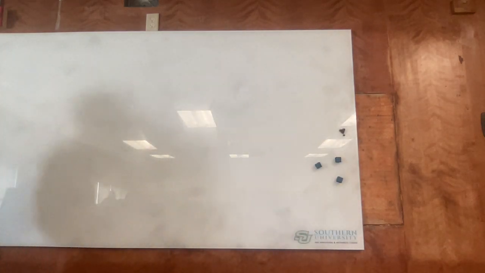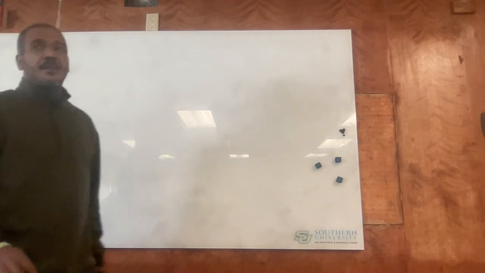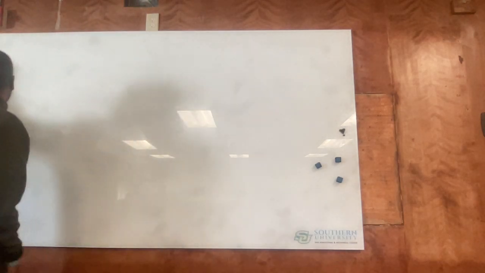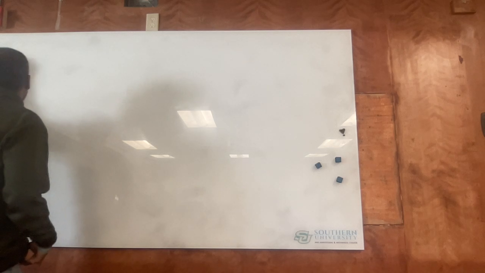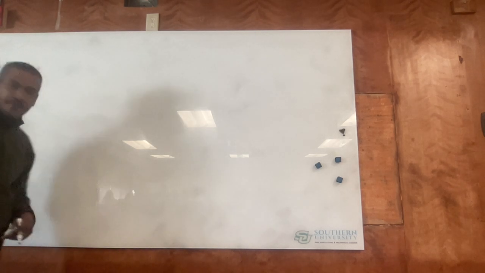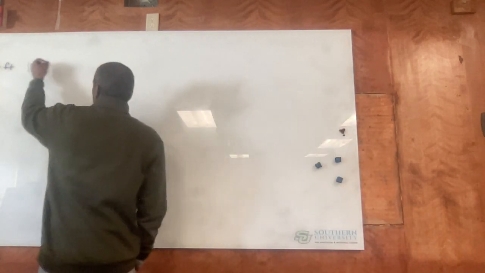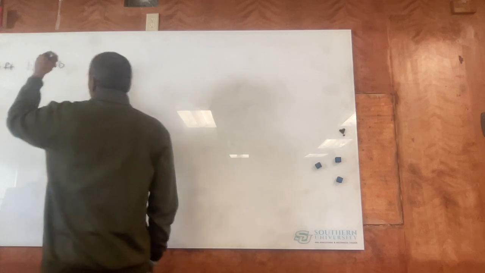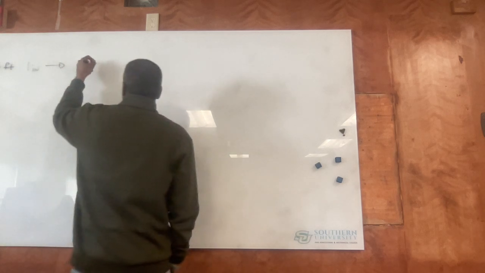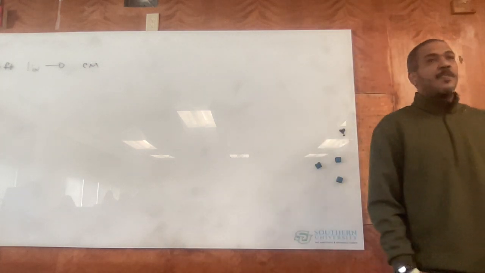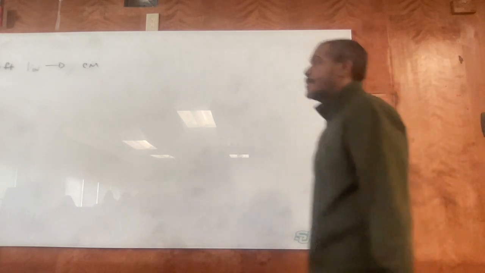All right. So let's do a unit conversion real quick. I'm 6 feet 1 inch. That's my height. Let's convert that to centimeters. Somebody can help me out?